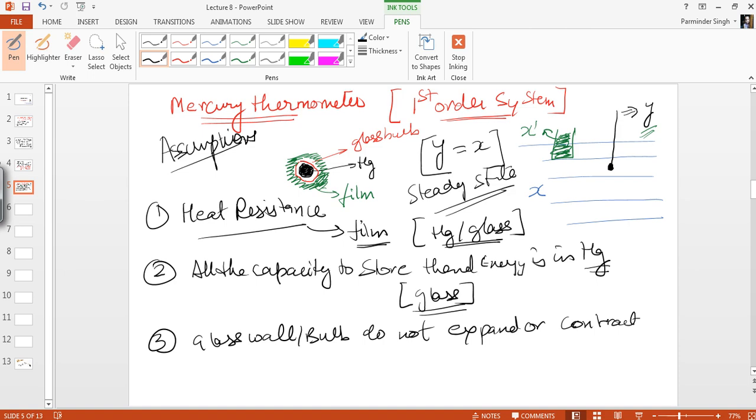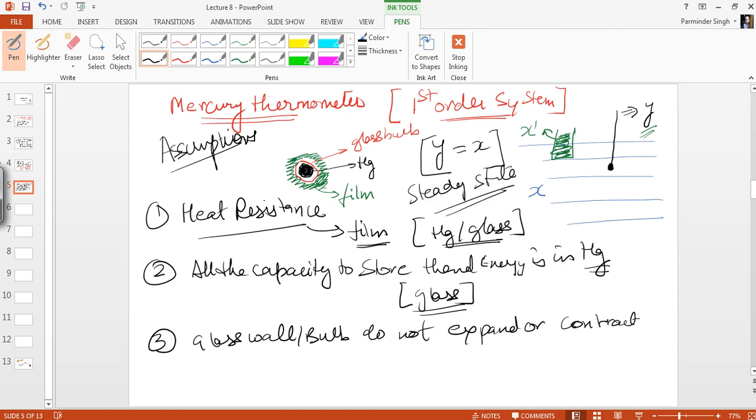That means if we change the surrounding temperature, if we increase or decrease the temperature, the glass neither expands nor contracts. It remains as it is. So you see over here what we have done is we have clubbed certain properties in certain things.